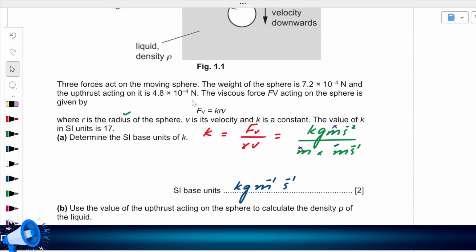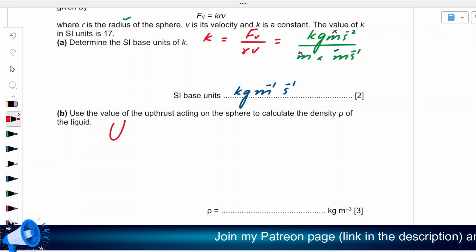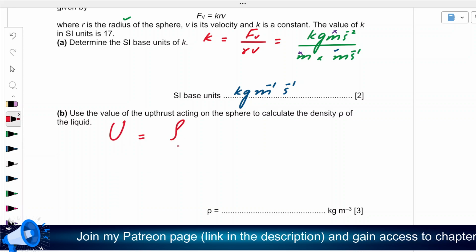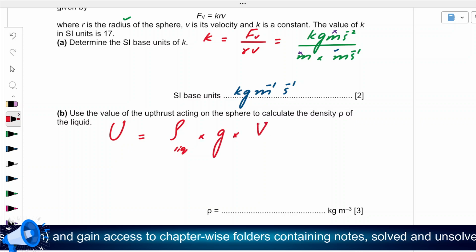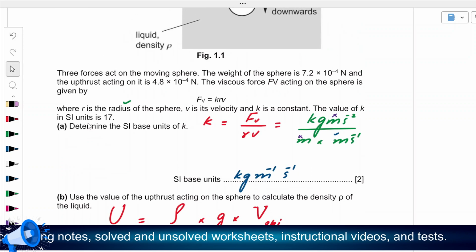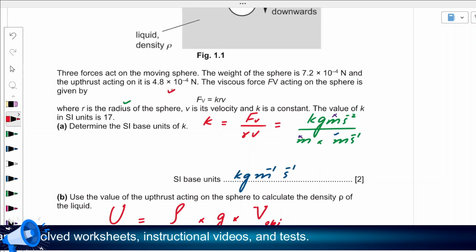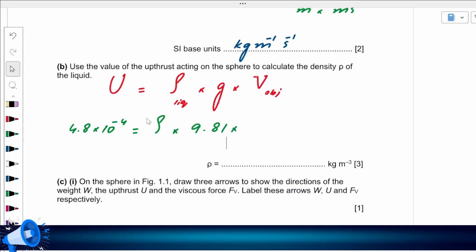Use the value of upthrust acting on the sphere to calculate the density of the liquid. So upthrust equals rho, the density of liquid, times g times V, which stands for the volume of the object. Now the value of upthrust must be given in the question: 4.8 times 10 to the power minus 4. The density of the liquid we don't know. g is 9.81.